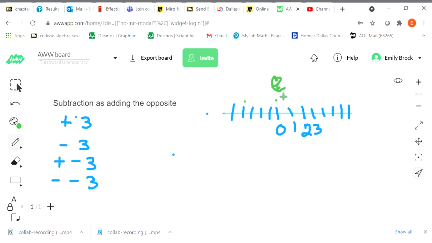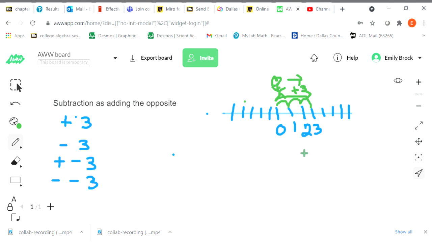Adding positives, I think of it like there's 2 teams, the positives and the negatives. So I go this way if I'm adding positives. So I'm going to go 1, 2, 3. And that is adding 3. It's going to be messy.